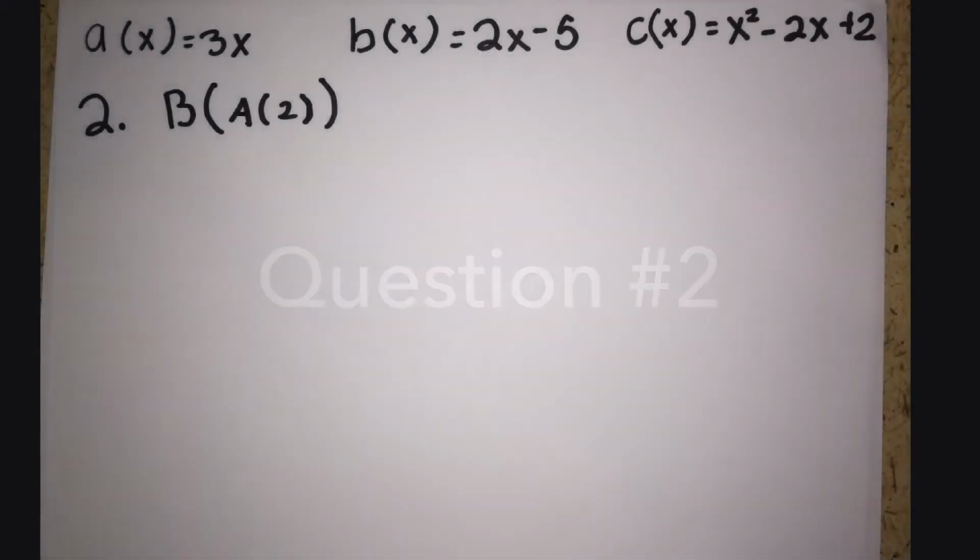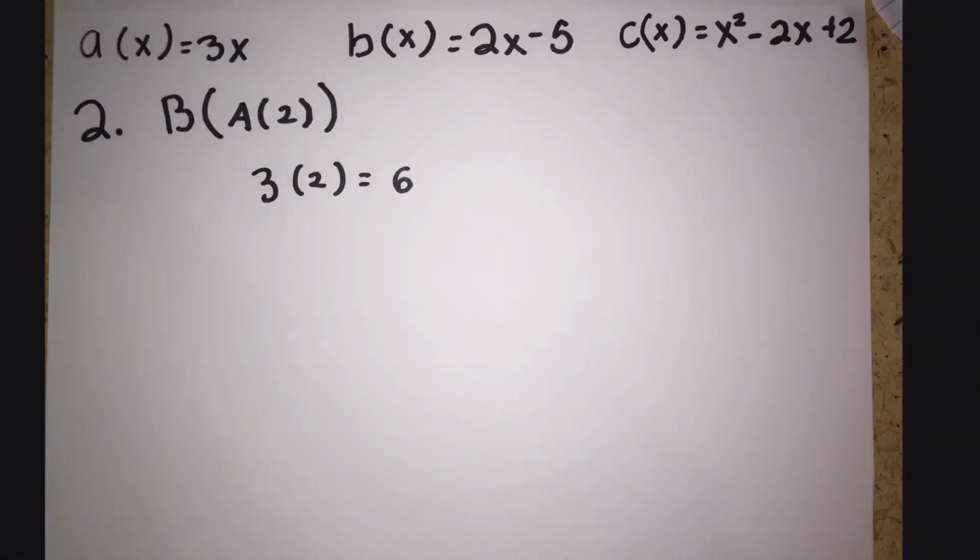Question 2 is asking us, b of a if x is 2. So, we look into our a example and plug in 2 for x. So, 2 times 3, which gives you 6.